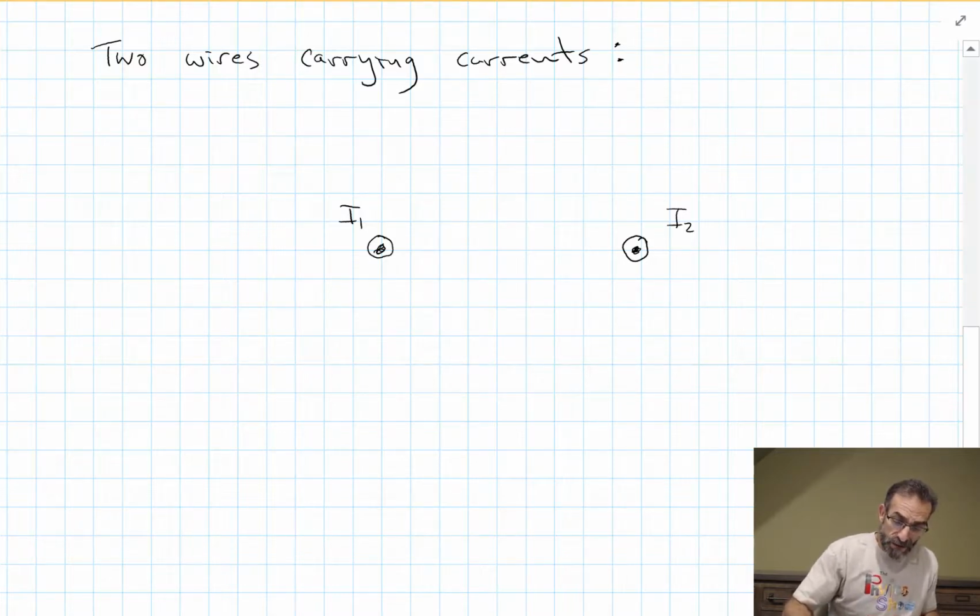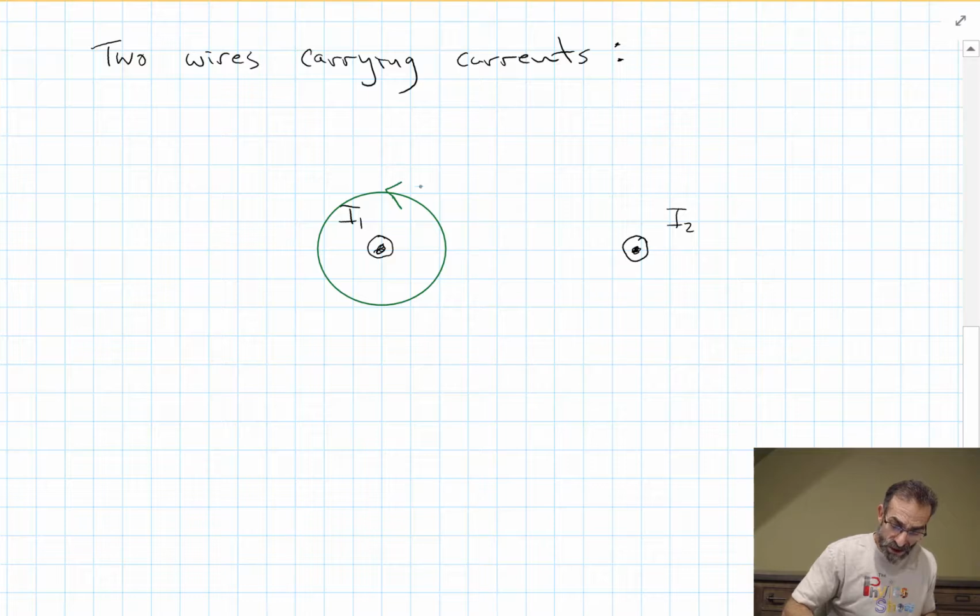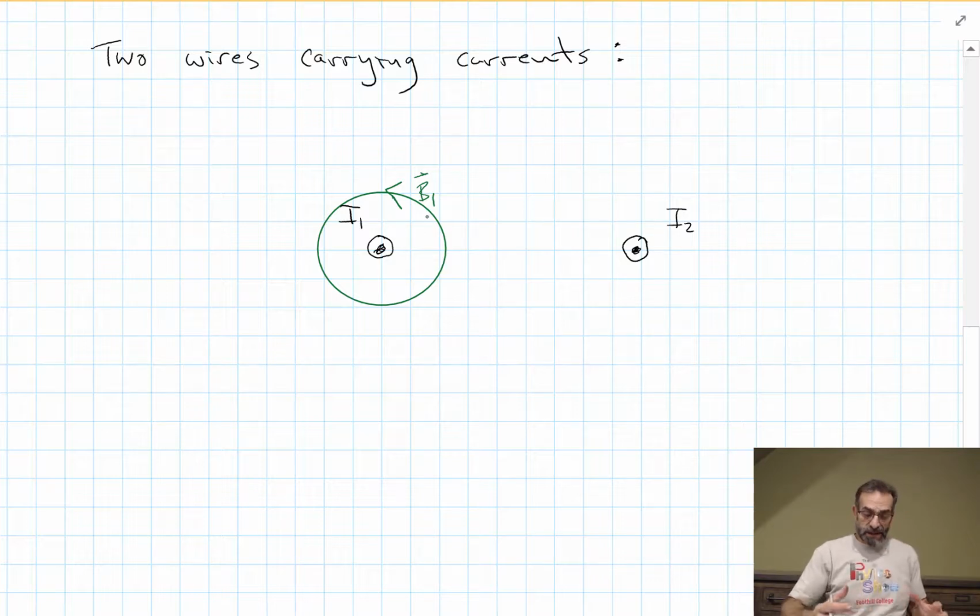The wire on the left is filling the space around it with a magnetic field. I'll draw a circle here because I know it forms a circle around the wire. What direction does the magnetic field point? I put my thumb in the direction of the current, my fingers roll in this direction, counterclockwise. So my magnetic field from wire 1 is filling the space around it.